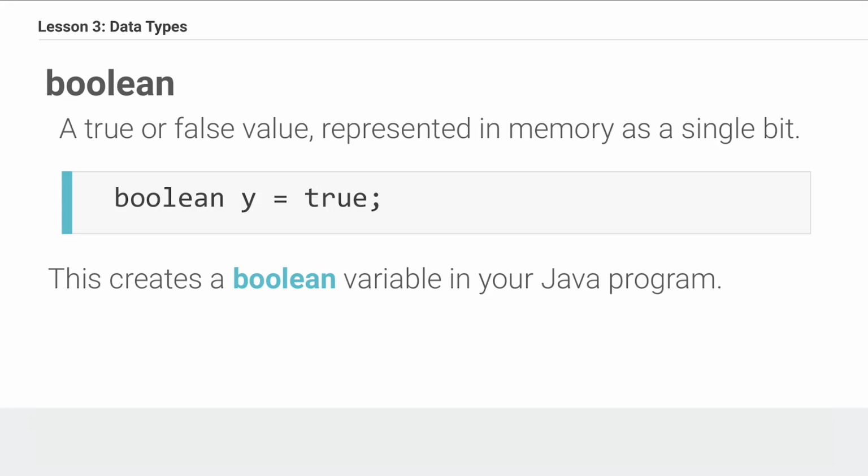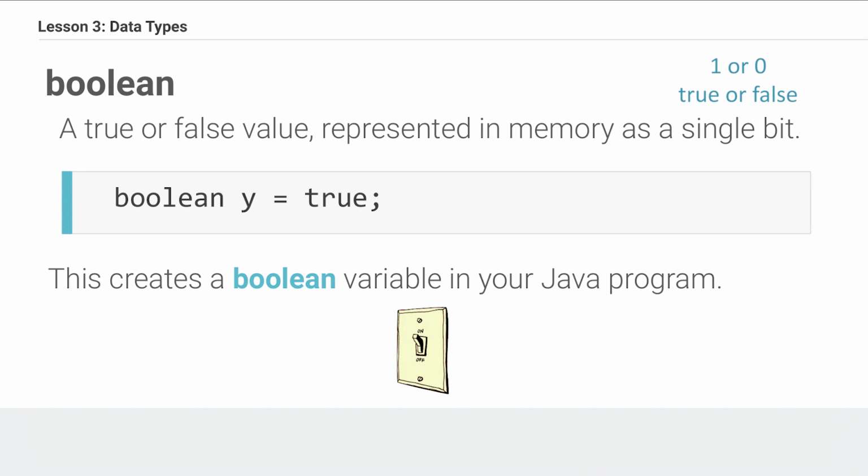Okay, we're now going to talk about our last primitive data type, which is the Boolean. So Boolean is a very useful data type. It represents a true or false value, and it's saved in memory as a single bit. Because a bit is a binary digit. It's either a 0 or a 1, and a Boolean is the same way. It's either a true or a false. It can only have one of those two values.